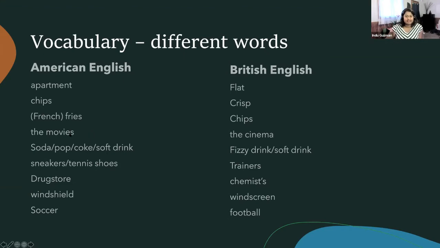And then you'll say the movies: I'm going to the movies tonight. Or, I'm going to the cinema tonight. And here's one for soft drinks: soda, pop, Coke, soft drink. Depending on where you are in the United States, the word differs. In the UK, I heard it's fizzy drink, soft drink, or cola.